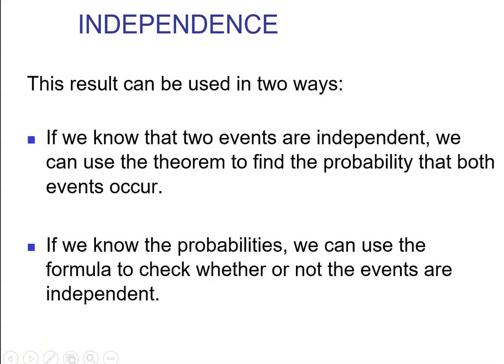This can happen in a couple ways here. If we know that two events are independent, we can use the theorem to find the probability that both events occur. If we know the probabilities, we can use the formula to check whether or not the events are independent.